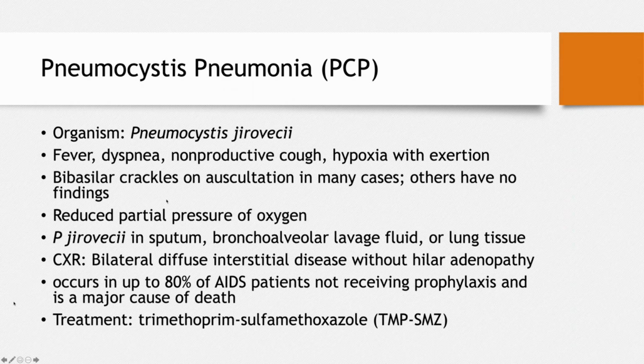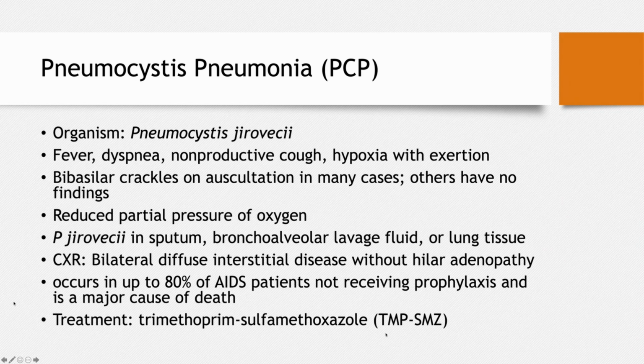You can do a culture of the sputum, or bronchoalveolar lavage, especially in those that are intubated. And chest x-ray usually shows bilateral interstitial disease. And in AIDS patients, up to 80% of those not receiving prophylaxis get it, and it is a major cause of death.